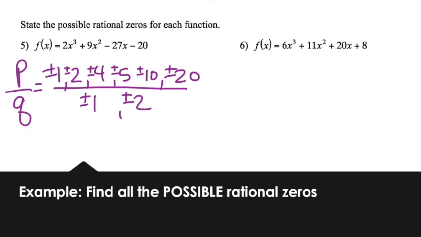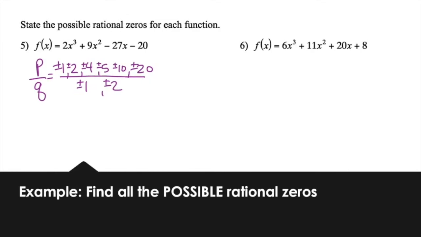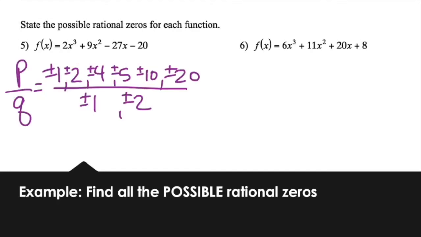And so now I need to take all of these and divide all the p's by all the q's. So I'm going to do that first by taking 1 and dividing it by 1, and 1 and dividing it by 2. Then I'm going to do 2 and divide it by 1, then divide it by 2, and write all these down. Now some of these are going to be redundant, and we won't have to write them down.